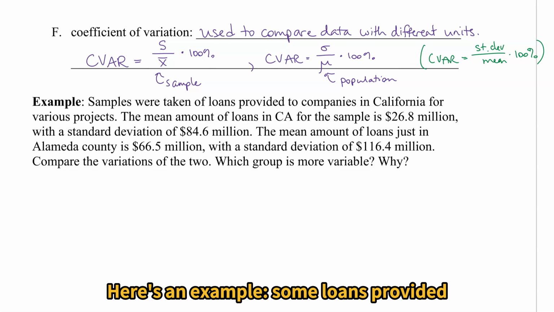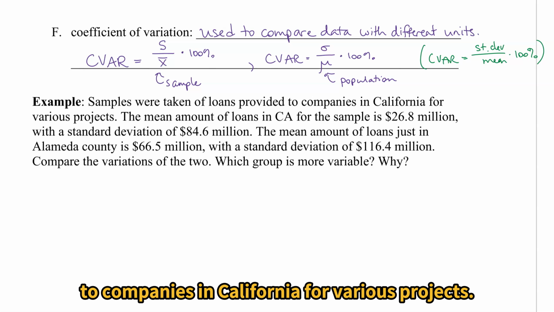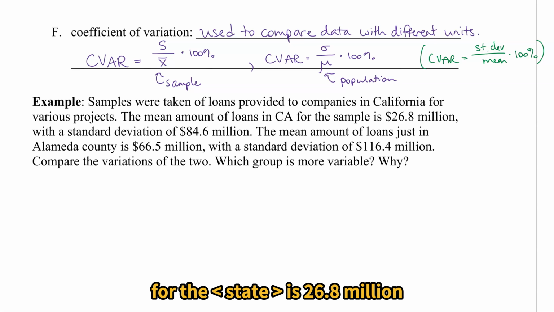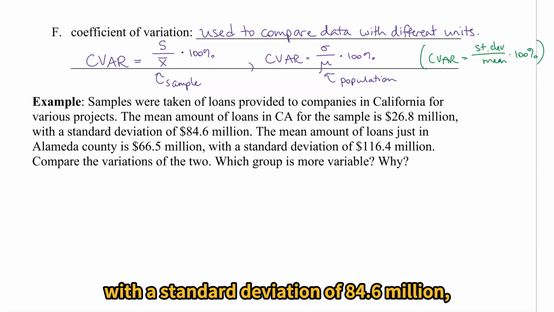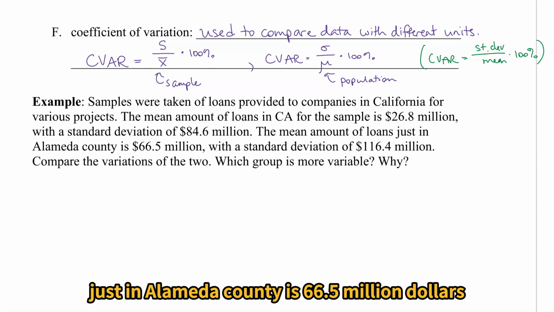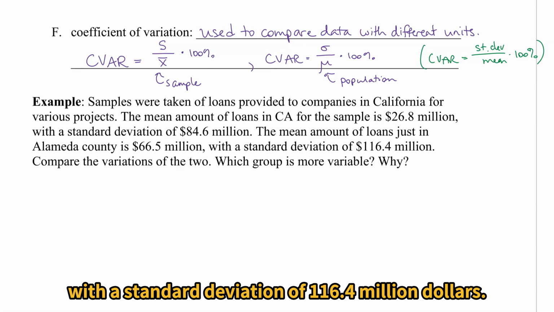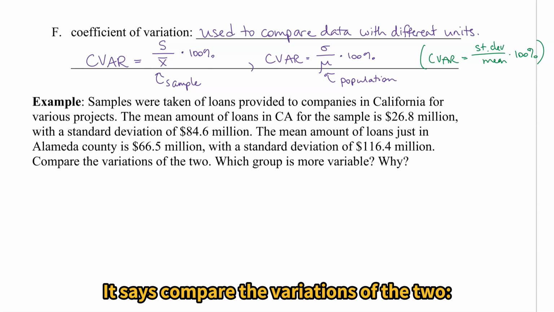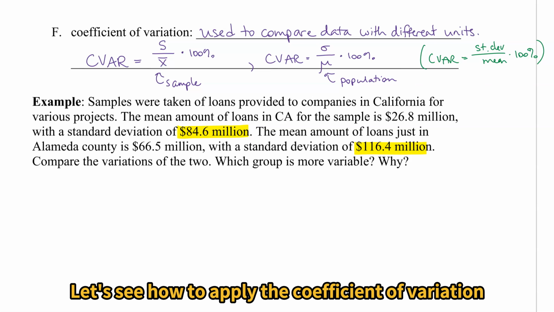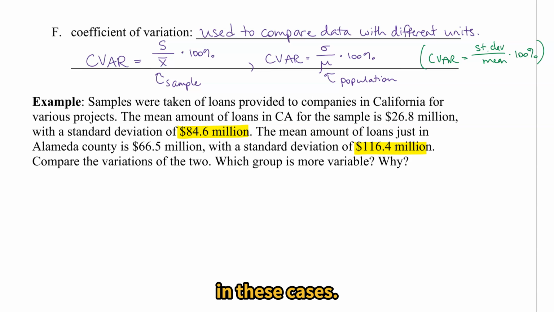Here's an example, some loans provided to companies in California for various projects. We have the mean amount of loans in California for the sample is 26.8 million with a standard deviation of 84.6 million. And the mean amount of loans just in Alameda County is $66.5 million with a standard deviation of $116.4 million. It says compare the variations of the two. Which group is more variable and why? Let's see how to apply the coefficient of variation in these cases.